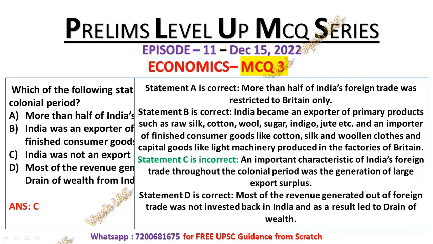Now, option number D is correct because, as those who studied the basic book know, in the drain of wealth concept, most of the revenue generated out of the foreign trade was not invested back in India. It was invested in Britain. So as a result, this led to drain of wealth. So this is MCQ number 3.